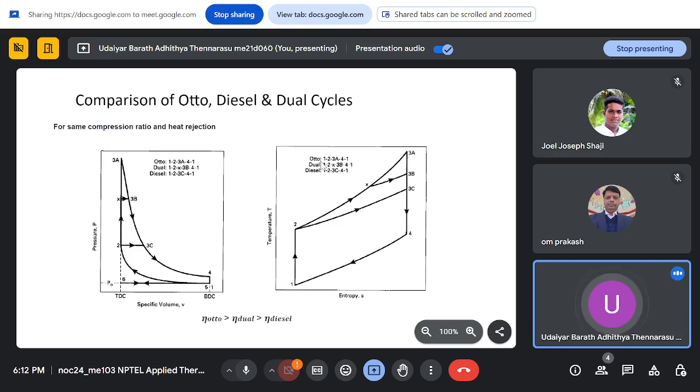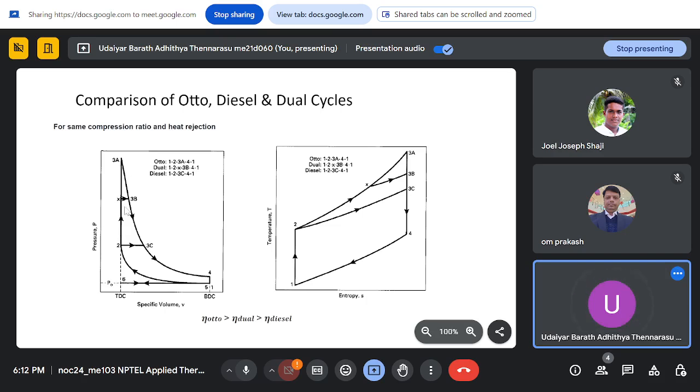So now we have seen these 3 cycles, Otto, diesel and dual. So if we compare, how will it look like? If we have the same compression ratio and heat rejection, we have superimposed all 3 cycles here. So 1 to 2 is the process remaining same, you have reversible adiabatic compression. Then if you go 2 to 3C, this becomes a diesel cycle because this is at constant pressure. And if you go 2 to 3A, that is an Otto cycle.